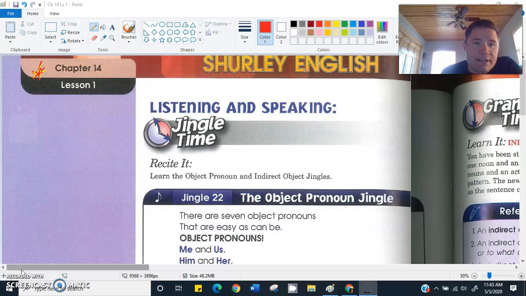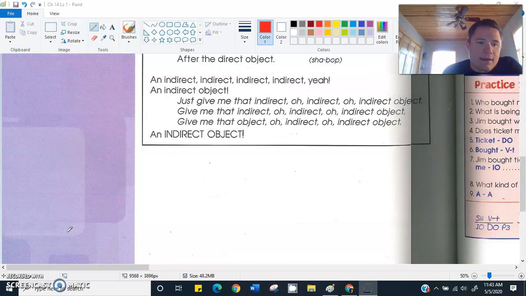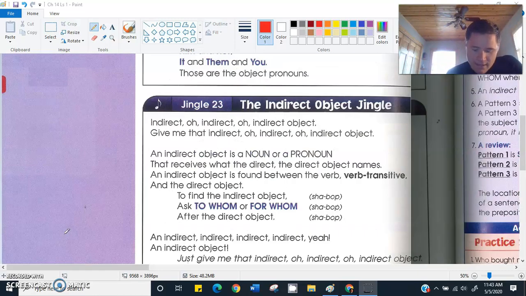We're in chapter 14, the very beginning here, lesson 1, talking about jingles 22 and 23, object pronouns, indirect objects. We're on page 340 in your text, starting with the idea of an indirect object. Many of you have already learned these.